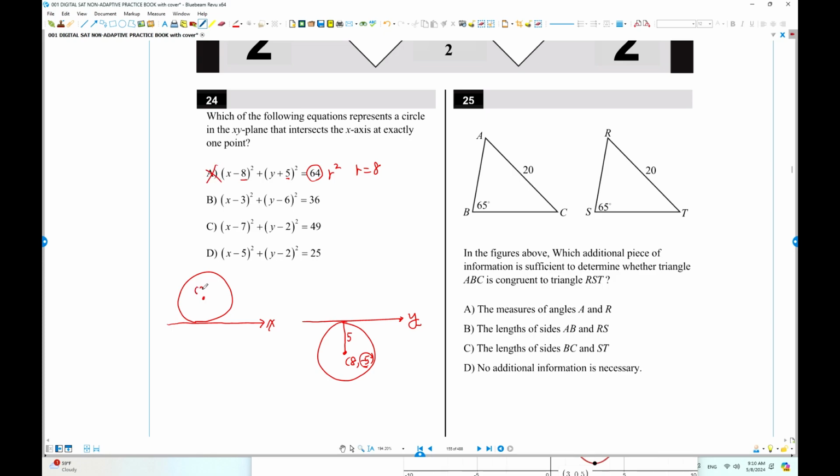The next one is 3 and 6. Okay, 3 and 6 is the case. But where is the radius? This radius is 6. That's right. Okay, in this case, they're going to write tangent to the x-axis. Okay, continue a little more.